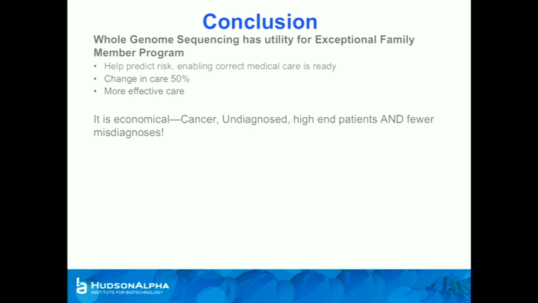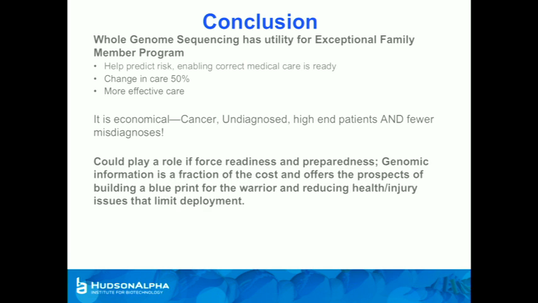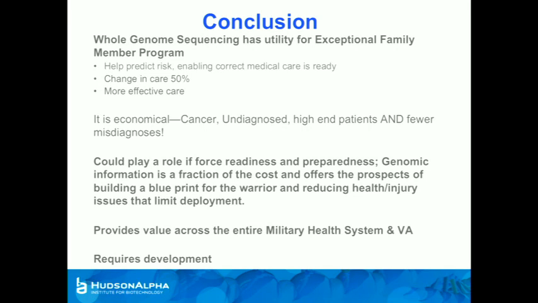You have rare undiagnosed diseases sitting in that program today that could be better treated. I promise you that. It could play a role in force readiness and preparedness. Genomic information is a fraction of the cost of what you're doing to try to get these troops to be healthy and to get them out there and have them safe. What if you actually had a blueprint? You could put it across the whole system.